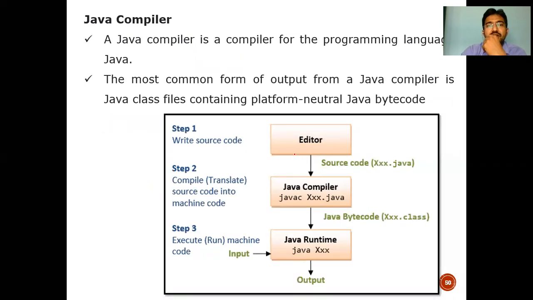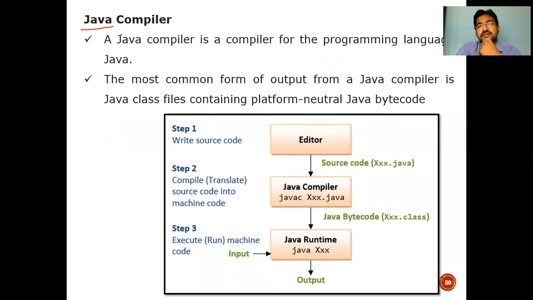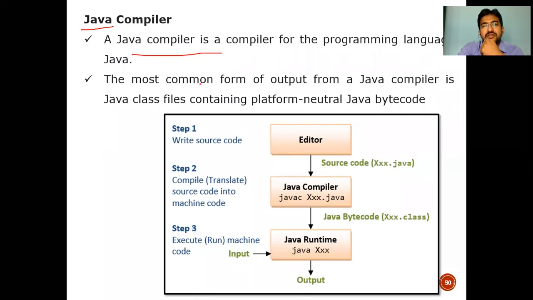Next component is the Java compiler. As I said just now, the Java compiler converts a source file, that is a .java file, into a .class file. Simply, converting Java source code into Java bytecode is done by the Java compiler, which is one of the components of the Java programming language. Now, what is the common form of output of a compiler? How does it look? Java class files.